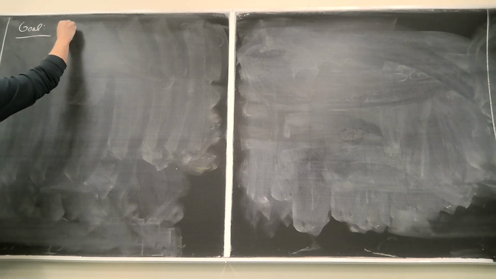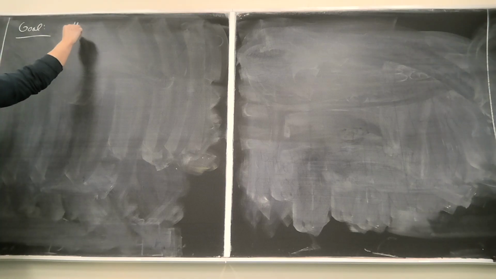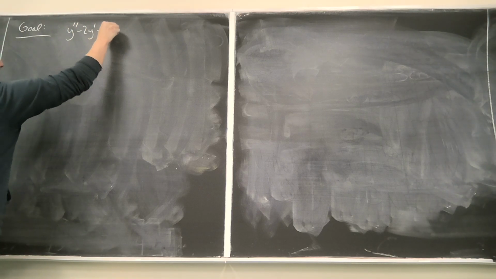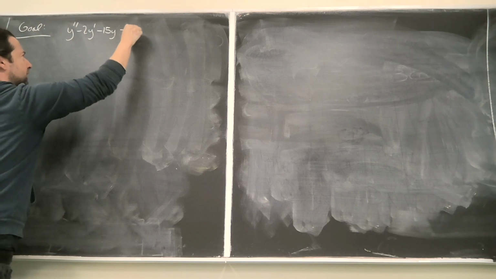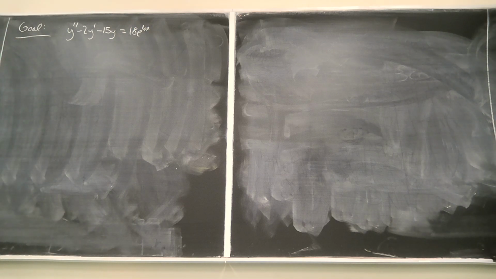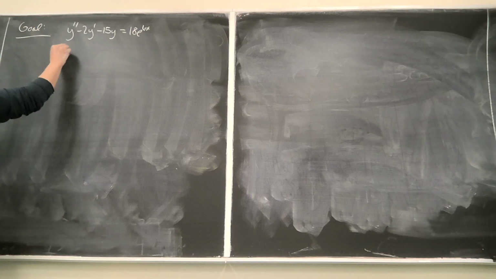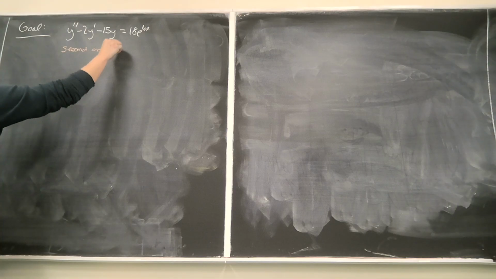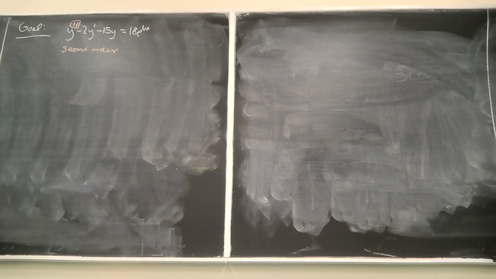So essentially, if we're looking at a differential equation like y double prime minus 2y prime minus 15y is equal to 18e to the 6x, I want to be able to look at that and extract the full set of solutions to it. This particular one is a second order equation because there's a second derivative inside of it. It's linear for reasons that I will define later.